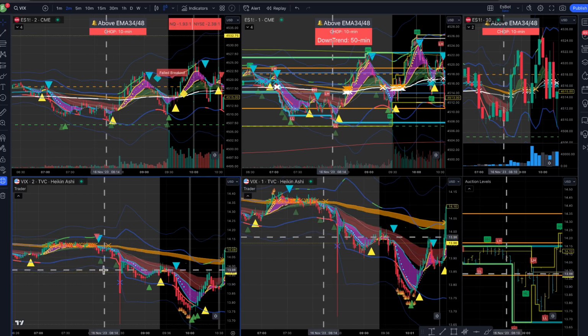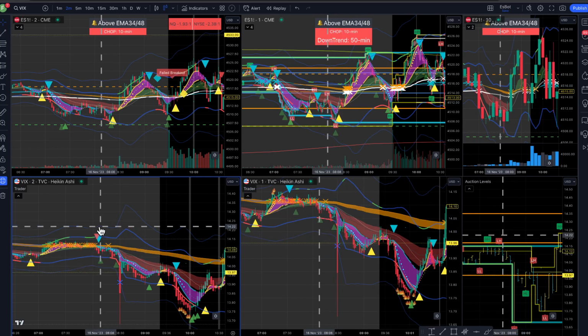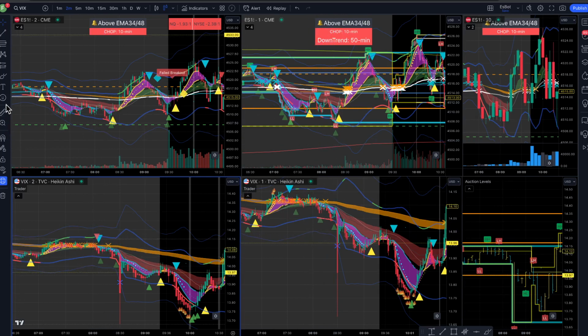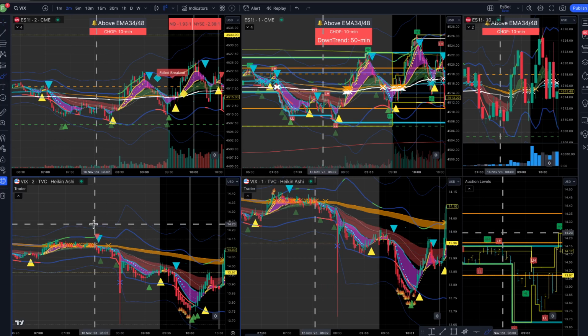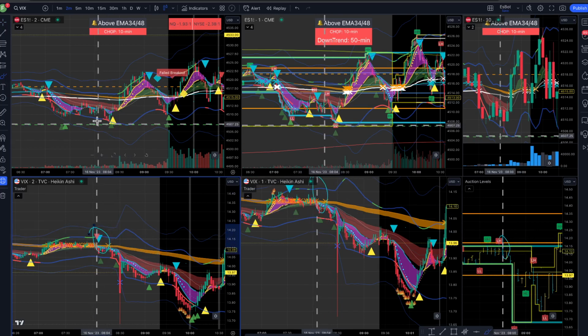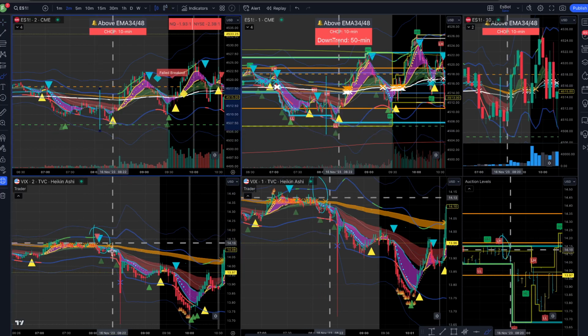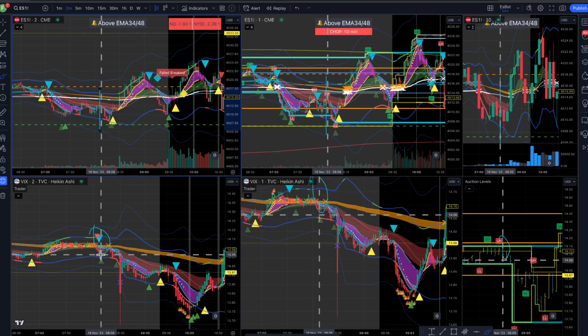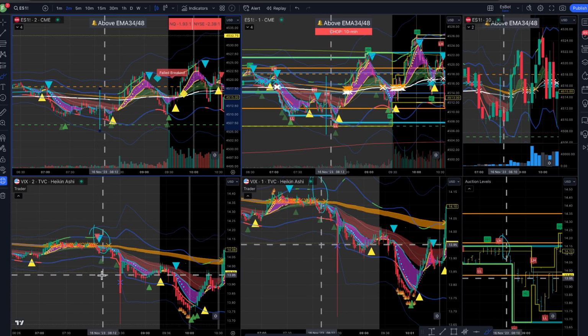Okay, so if we see a blue triangle, VIX is going down, and so I'm going to draw this right here. I have this blue triangle there at this point. So what am I expecting ES to do after I see that?